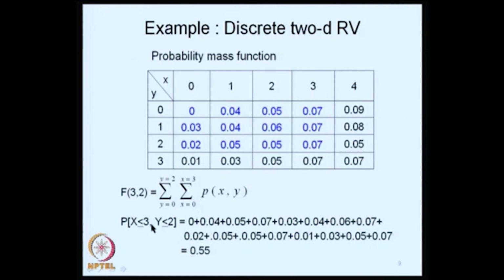So, probability of x less than or equal to 3, y less than or equal to 2 will be 0 plus 0.04 etcetera. So, this entire range we take the probabilities and sum it over, and that is also equal to F of 3 comma 2, the sum for y from 0 to 2 and x from 0 to 3 of probability of x comma y. As I said, any of these numbers indicate the probability of the random variable x taking on this particular value of x and y taking on this particular value of y. So, we get the associated probability as the sum of all these probabilities, which will be equal to 0.55.